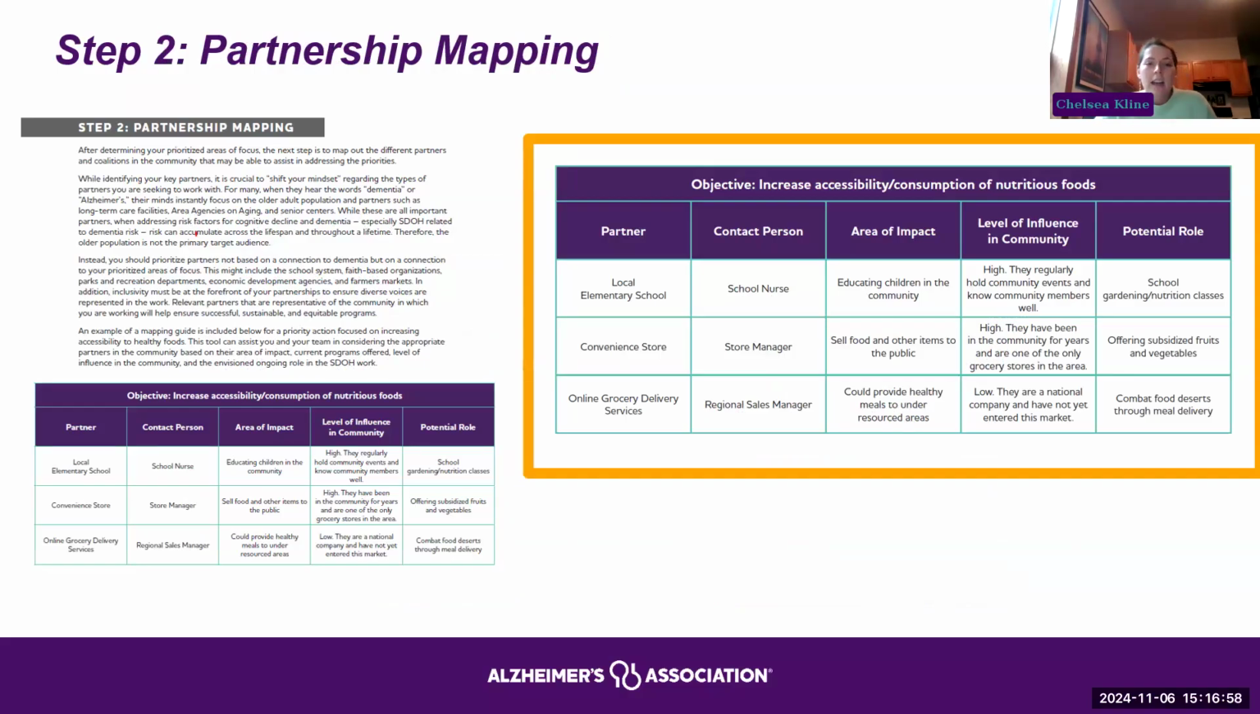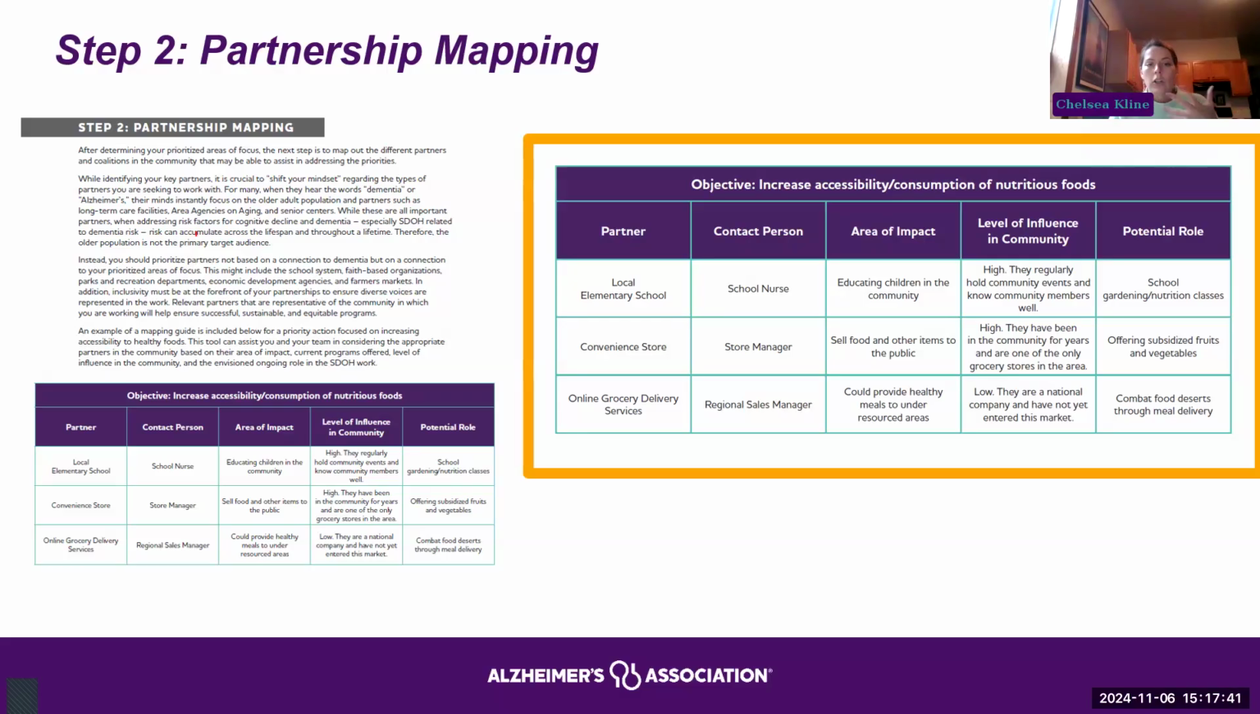All right, so once you've had that prioritized area of action, let's say it's increasing accessibility and consumption of nutritious foods, then this next step really focuses on partnership mapping. So you have your area of priority. What are the different partners that can help you in addressing that need and advancing efforts around that? So I think one thing that's really important to this section is a shift of the mindset. So a lot of the time when folks think of Alzheimer's and dementia, they think of it as more of an aging issue, but we know it is a broad public health issue and can really affect folks and can be affected across the whole life course.